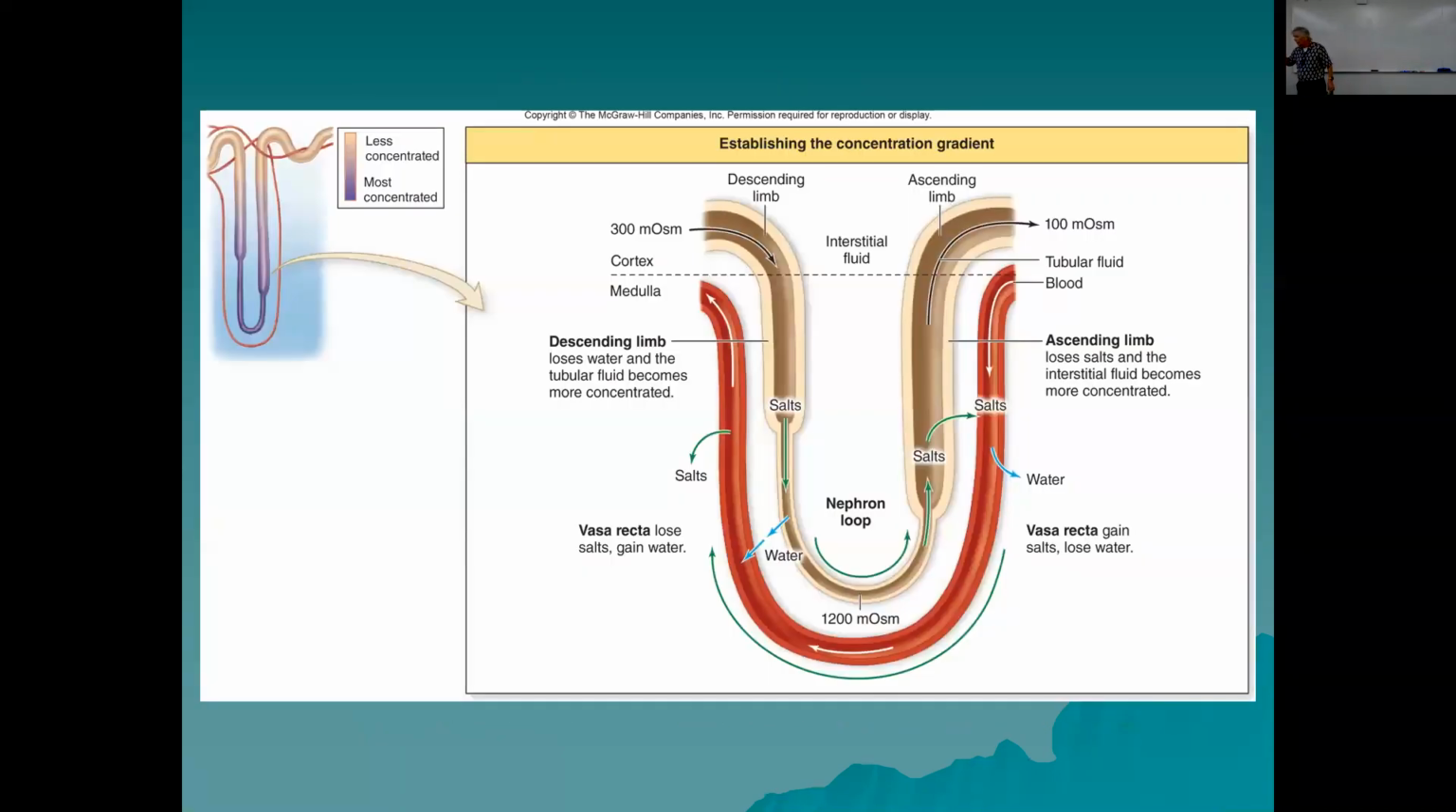Here's establishing the concentration gradient. The nephron loop, or as I learned, the loop of Henle. And this is on the bottom of page 984, and goes on to talk about more on 985. The function of the nephron loop is to establish a concentration gradient in the medulla of the kidney. And when I say concentration gradient, I mean 300 milliosmoles near the top of the medulla. As you go deeper and deeper in the medulla, it gets more and more salty, down to 1,200 milliosmoles.